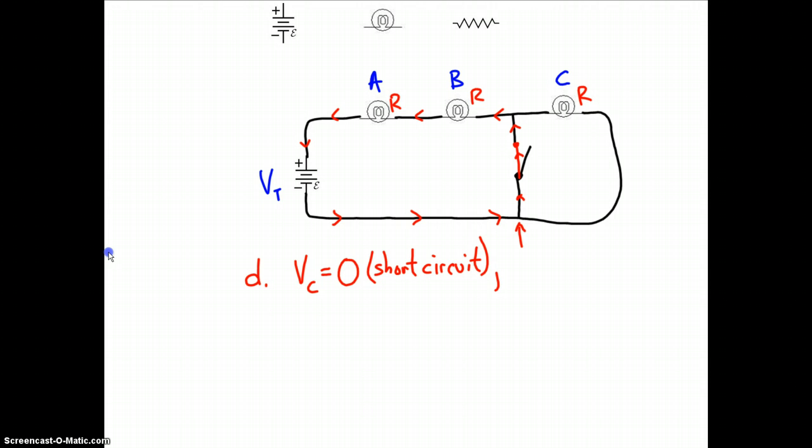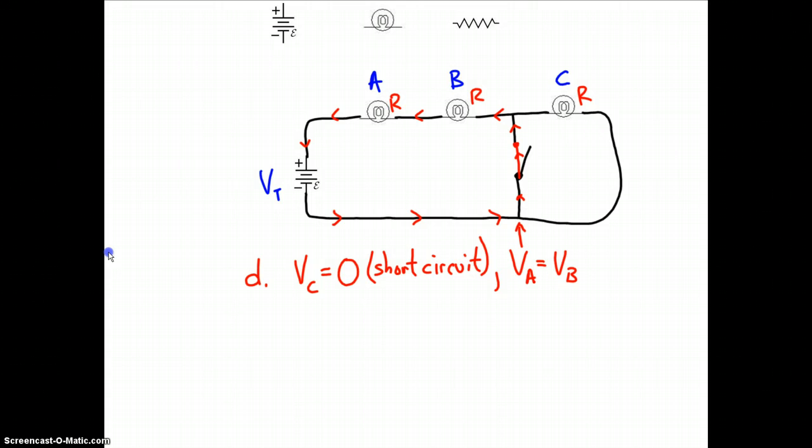We know because the lamps are identical that the voltage that A uses up has to be equal to the voltage that B uses up. The question becomes, what happens to it? Does it remain the same? Does it increase, decrease, whatever the case may be?